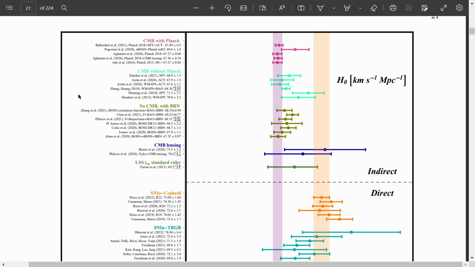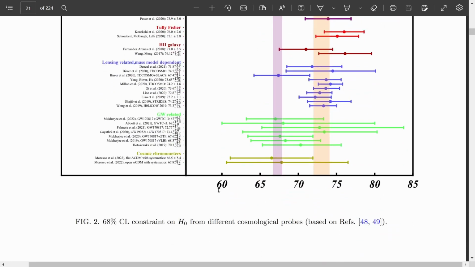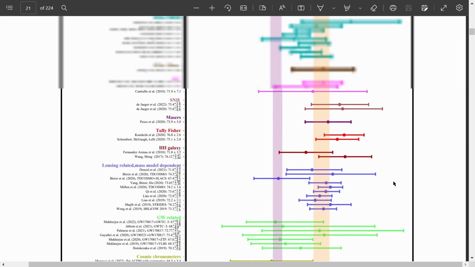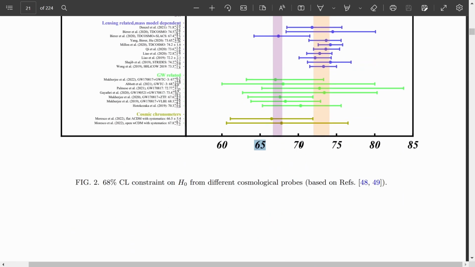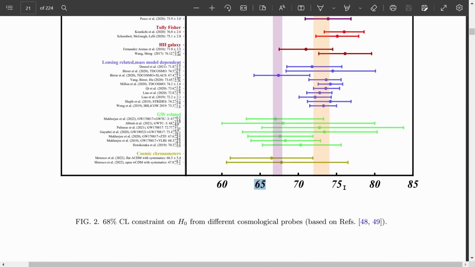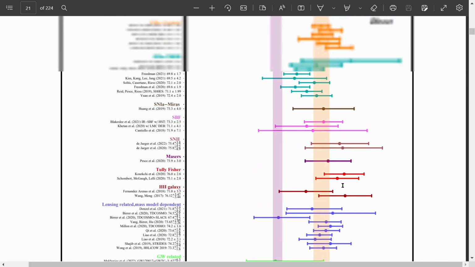Now what can we understand about the CMB? There is CMB with Planck observation, CMB without Planck observation, CMB with BBN, and CMB lensing. So there are different data sets, and from them we can understand many things. There is the Planck observatory. On the x-axis you see 60, 65, 70, 75. The pink color corresponds to 65 to 70, and the pale yellow color is between 70 to 75.